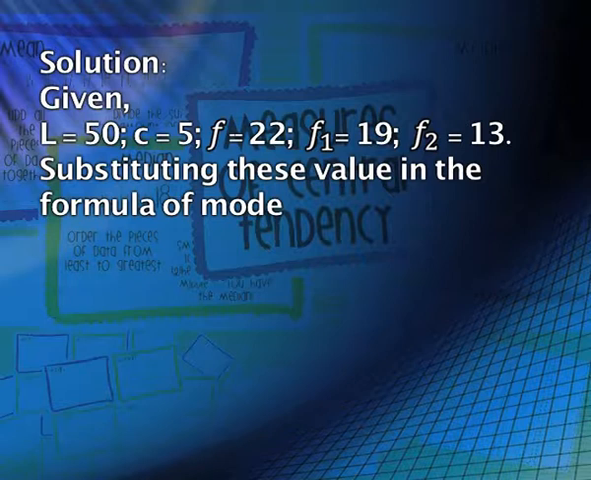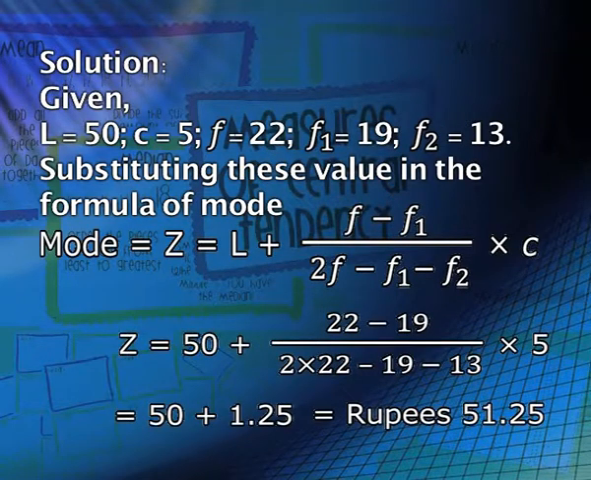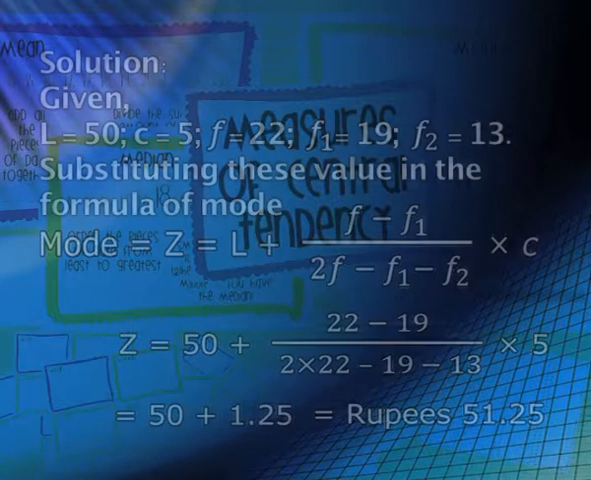Now we are simply substituting these values in the formula of mode and calculating it. So mode is equal to L plus (f minus f1) by (2f minus f1 minus f2) times c, which is equal to 50 plus (22 minus 19) divided by (2 times 22 minus 19 minus 13) into 5. So that is equal to 50 plus 1.25, which is equal to rupees 51.25.